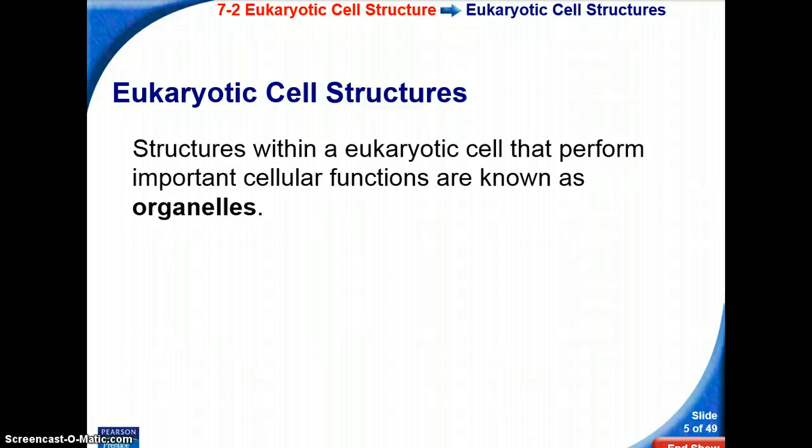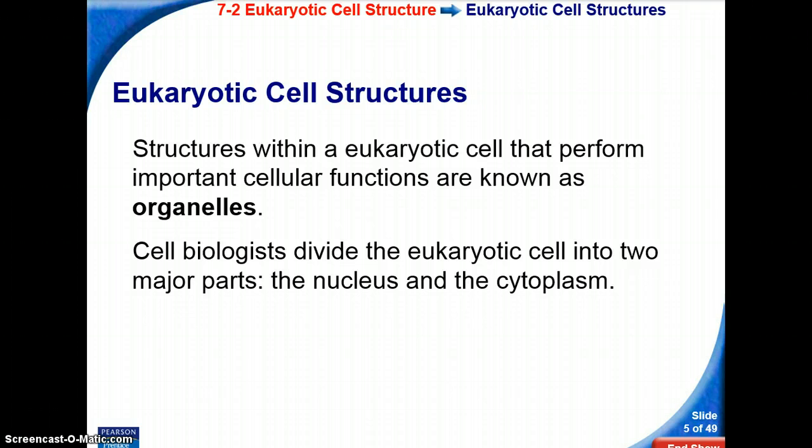So on to the eukaryotic cell structure. Structures within the eukaryotic cell that perform important cellular functions are known as organelles. Now there are dozens of these organelles within a cell, but we are only going to focus on 6 of these organelle structures. Cell biologists divide the eukaryotic cell into 2 major parts, the nucleus and the cytoplasm, and we will cover those individually.